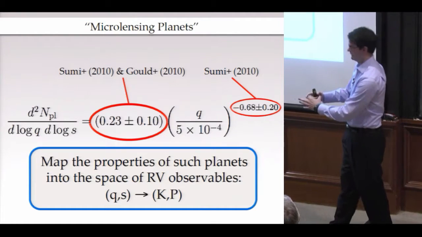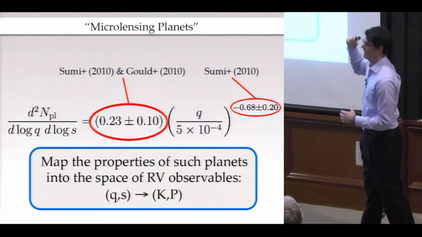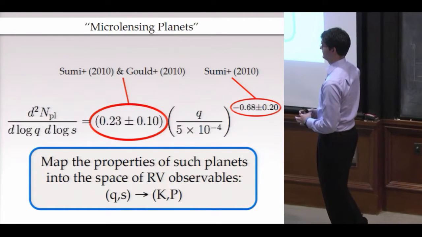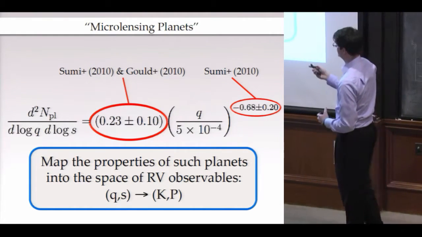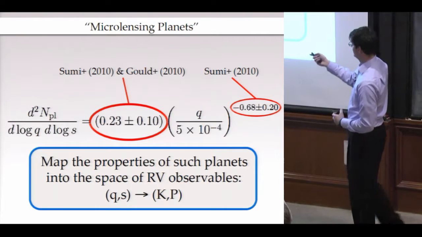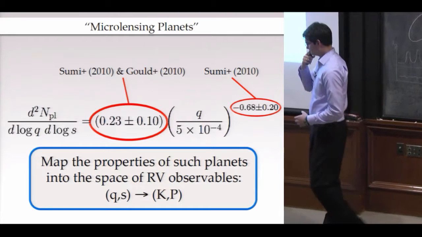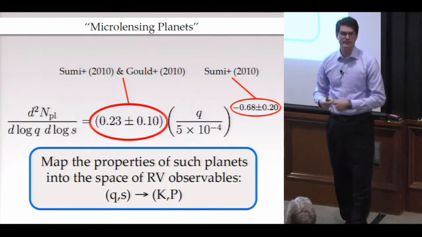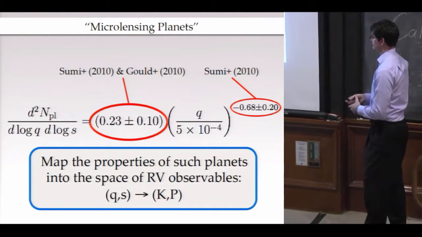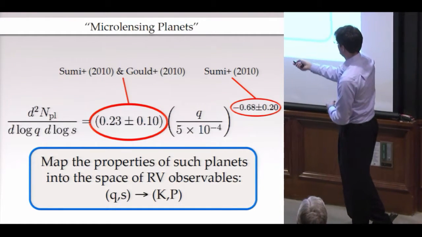And so central to this idea of comparing the results from these different surveys is being able to map the properties of this population of planets inferred by microlensing into the space of observables for radial velocity. Specifically, we have the task of mapping the mass ratios and projected separations into the velocity semi-amplitudes and orbital periods of these planets. Now, as Jennifer mentioned in the previous talk, we don't measure a lot about the host stars of microlensing events in a majority of cases, and so we must appeal to statistical arguments in order to get this mapping.